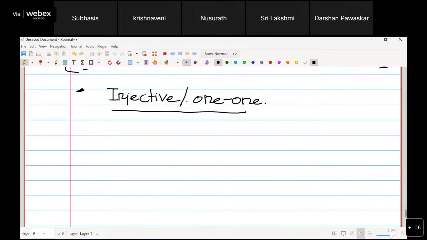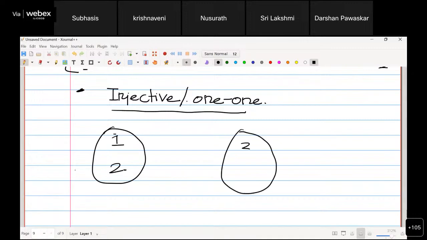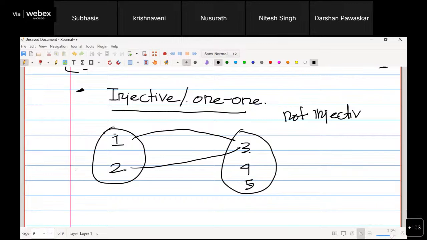So initially I said that if I take 1, 2, okay, this is my function, let's say 3, 4, 5, 1 goes to 3, 2 goes to 3. This is a function, right or not? It is a function. Yeah, so this is a function, but the problem is this is not an injective function. Let me tell you why.